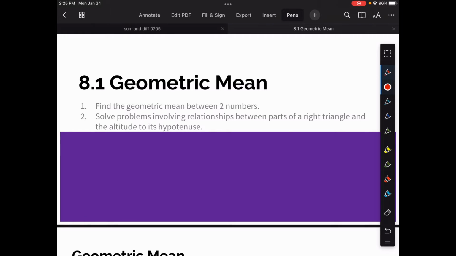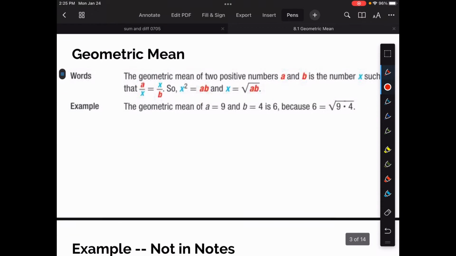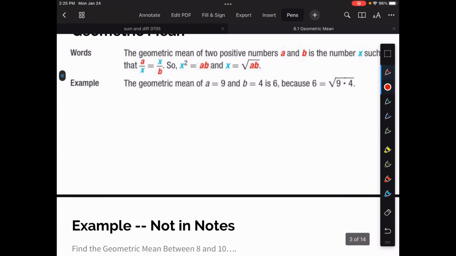Anyway, 8.1 geometric mean. So we're going to figure out what is this thing called the geometric mean, and then we are going to solve related problems. So here we go, the geometric mean. Basically all the geometric mean is you take two numbers and multiply them together and take their square root. So the best way to look at that is through this example.